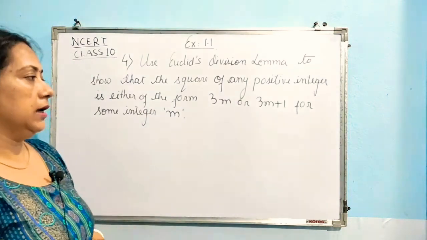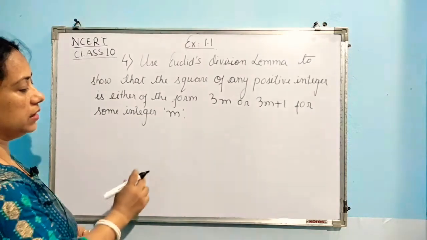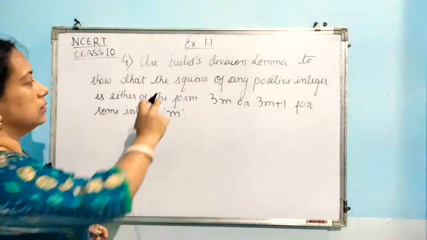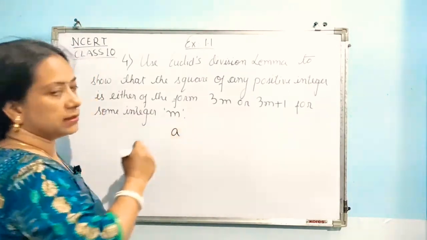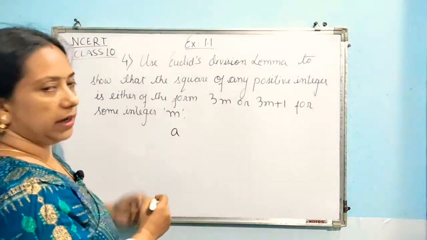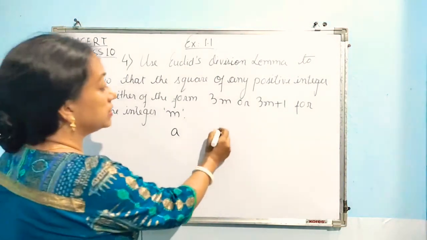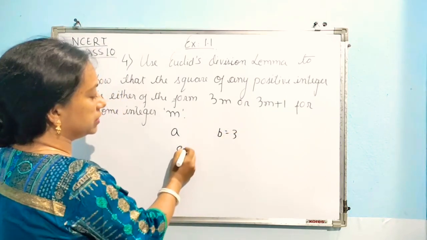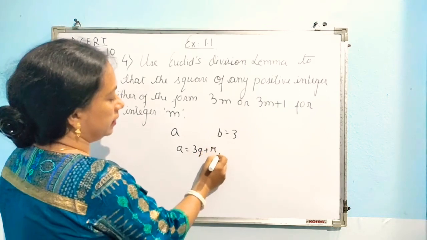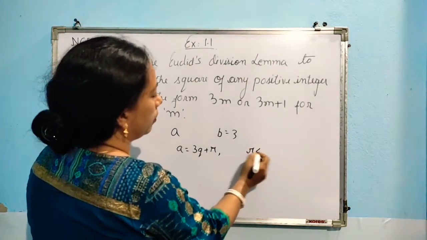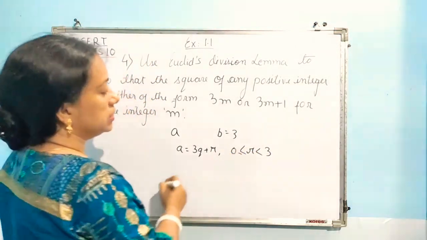Now see, if we have to use Euclid's division lemma, then definitely we have to start with the thing that is needed, the square of a positive integer. So if I take that, let a be any positive integer, then by Euclid's division lemma, if I consider my b to be 3, we will have a is equal to 3q plus r. Now what about the values of r? Definitely r has to be less than 3 and greater than or equal to 0.